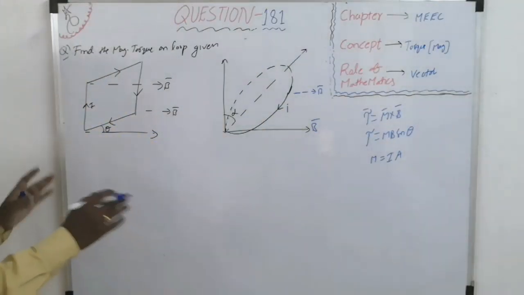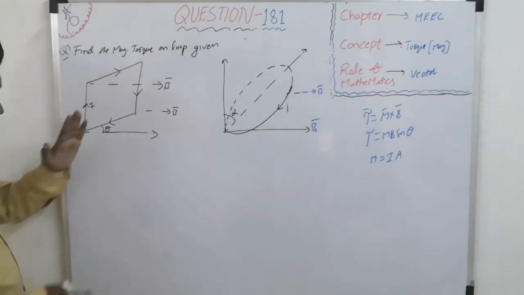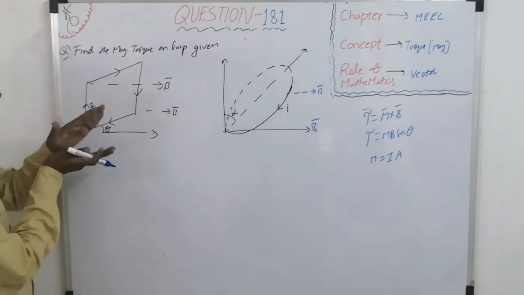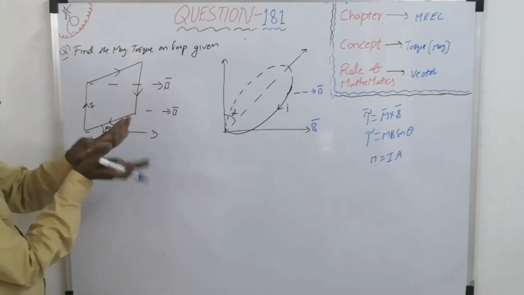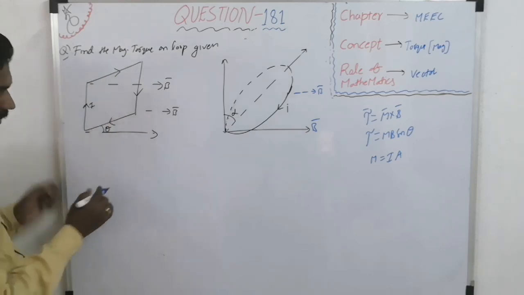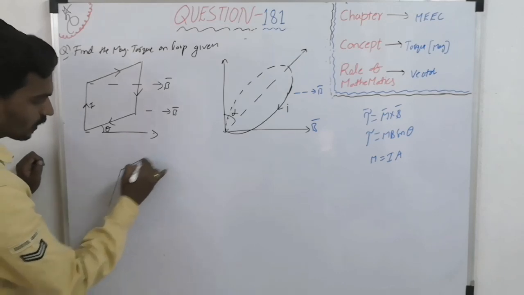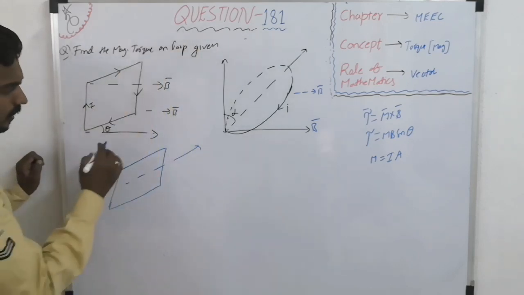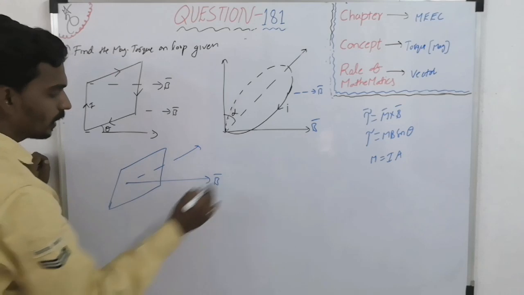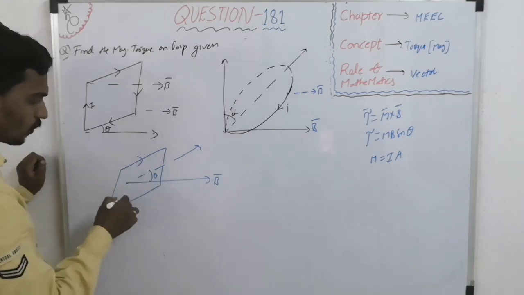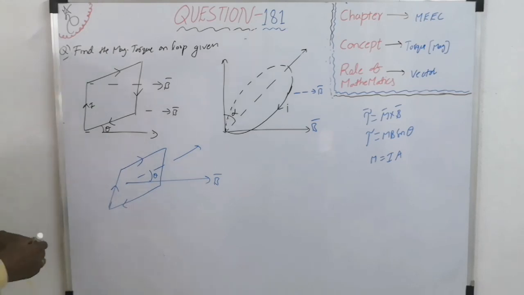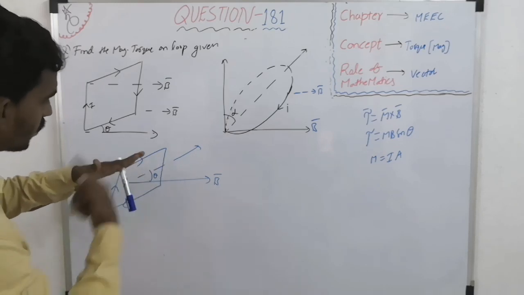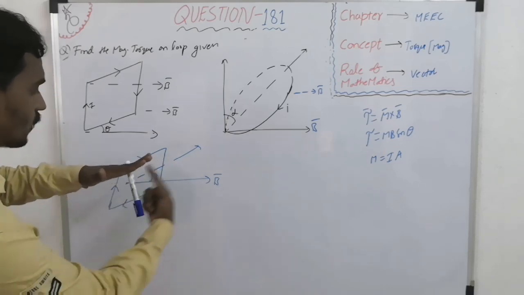So you need to take the direction properly. Take one loop like this at some angle with horizontal or with the field direction. So the field is along horizontal and the surface is placed at some angle theta. Now this is the surface and consider one line along it. Now this is the horizontal, that is the field direction, this is theta. Now current is flowing in this direction like this.